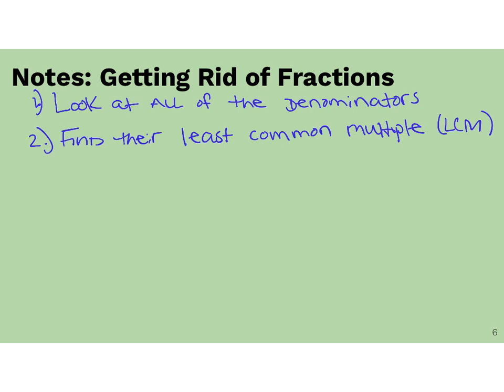You're going to find their least common multiple. So what does that mean, right? We haven't had a lesson on this since 7th grade. Well, if I have the fraction 1/3 and the fraction 1/5 in my equation, I'm going to look at both denominators. The first denominator is 3. For multiples, you count by that number. So 3, 6, 9, 12, 15, 18. These are multiples of 3.